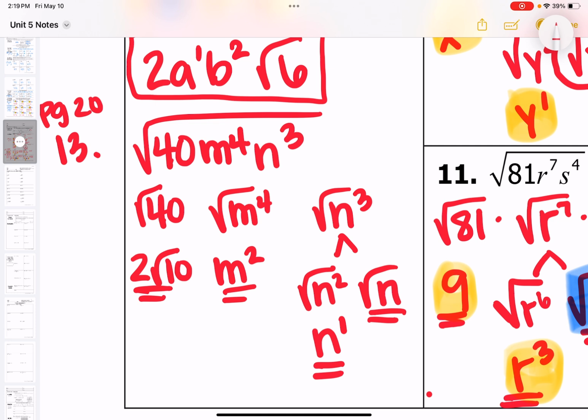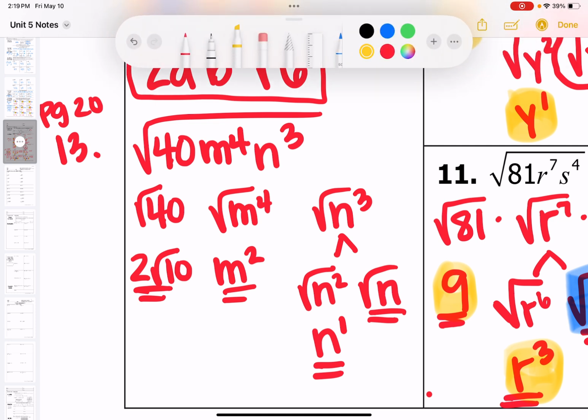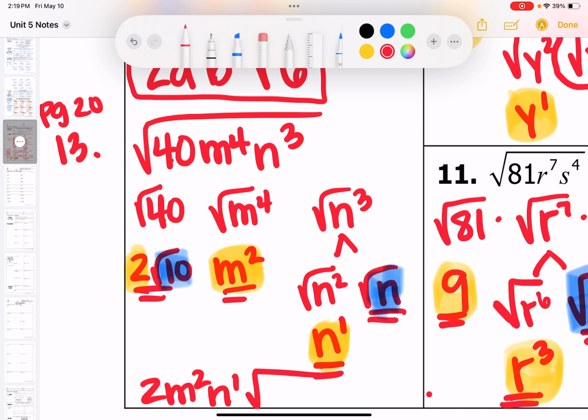All right, so now everything not under a square root, we write in the front. So 2m squared n1. And then everything that's still under a square root, we're going to put together under 1 square root. So the 10 and the n, since they're under a square root, I'm going to put them together. So it's going to be 2m squared n1 square root of 10n. Okay, you just put them together. So that concludes the notes for simplifying square roots.